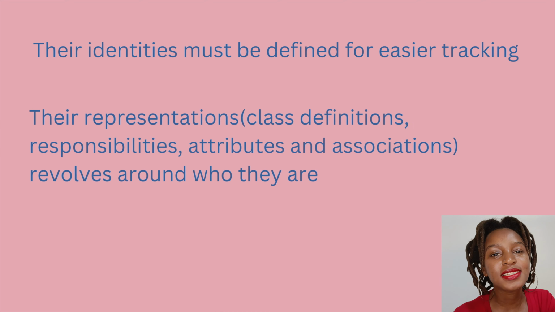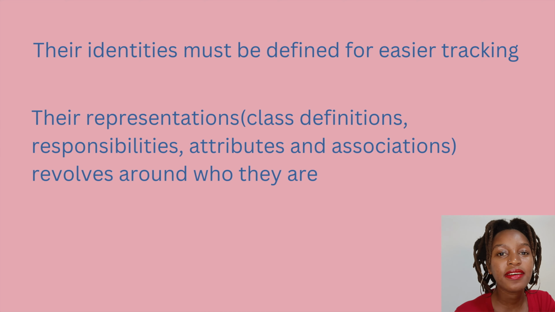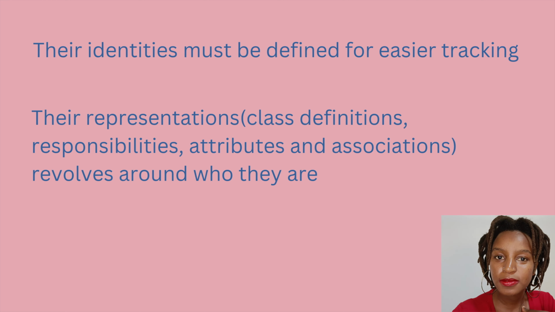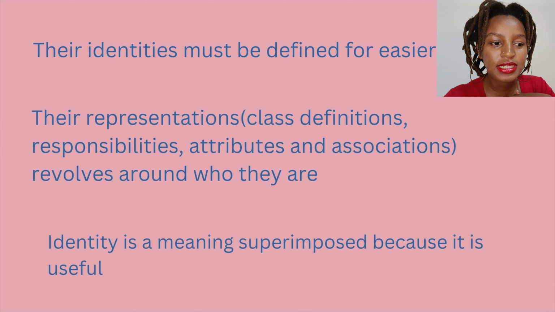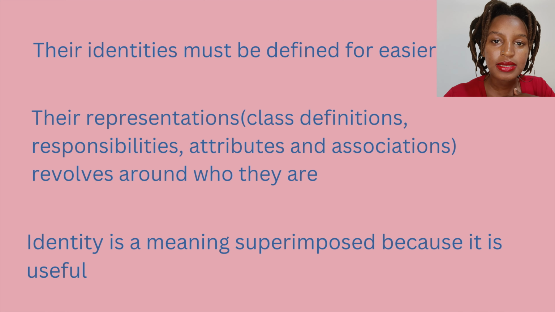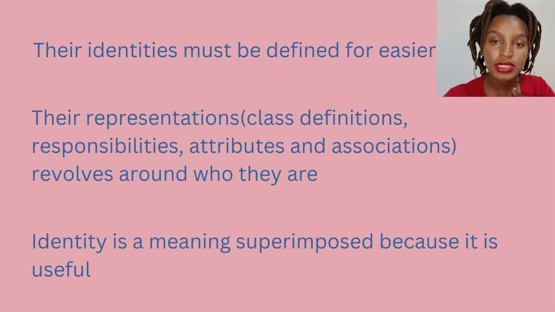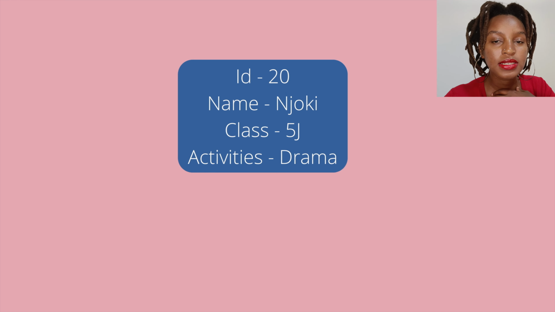Their representations, these will be the associations they have, the definitions in classes, in methods, whatever you're using actually, their attributes, their associations, all of them should revolve around who this entity is, who they are. That is, if for instance we're dealing with a student, everything needs to be pertaining to what a student is. The student entity in this case. Identities are meaning superimposed because it is useful. We've seen how that is important.